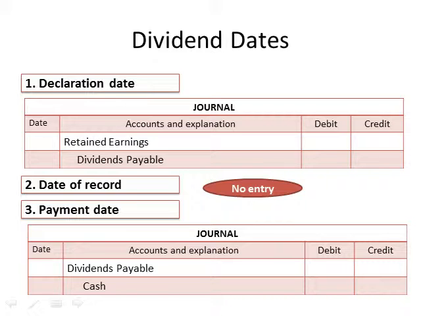The second date is the date of record. As part of the declaration, the corporation announces the record date, which follows the declaration date by a few weeks. The stockholders on the record date will receive the dividend. There's no journal entry for the date of record.